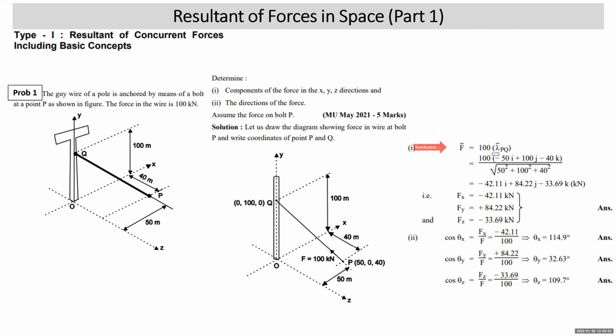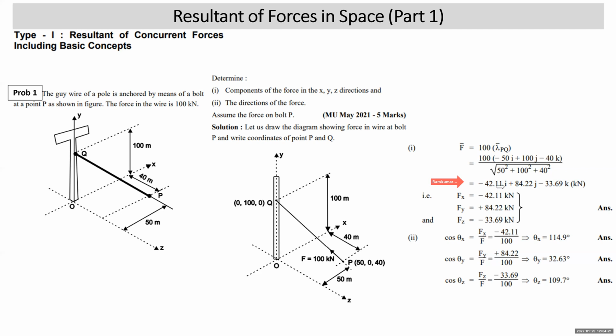Magnitude 100 into lambda PQ. Lambda PQ means what? It is vector PQ upon mod of PQ. Vector PQ means what? Q minus P. How will you write Q minus P? 0 minus 50, minus 50i. 100 minus 0, plus 100j. 0 minus 40, minus 40k. Divide by its mod, square root of 50 square plus 100 square plus 40 square. And on using the calculator, you get F bar as minus 42.11i plus 84.22j minus 33.69k.